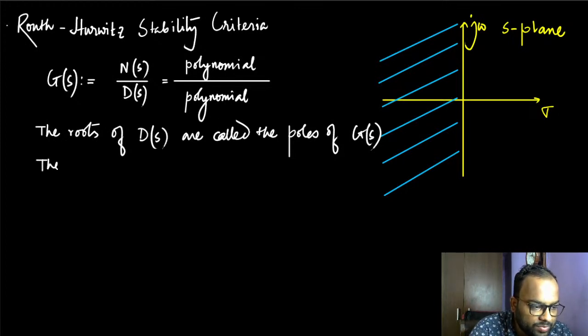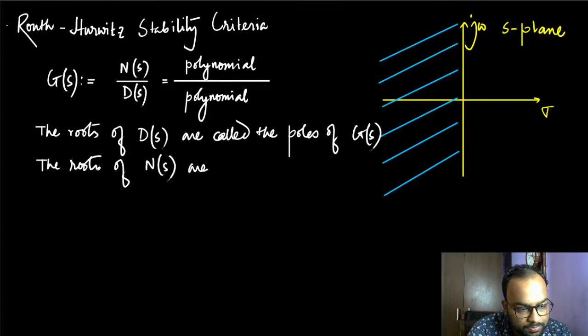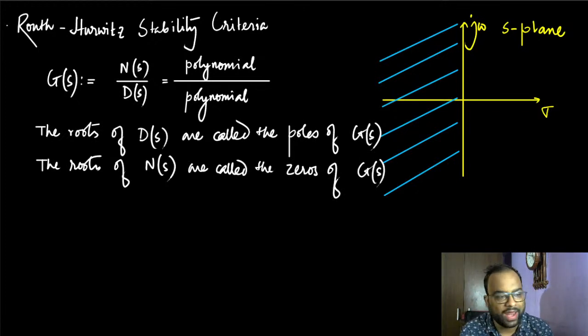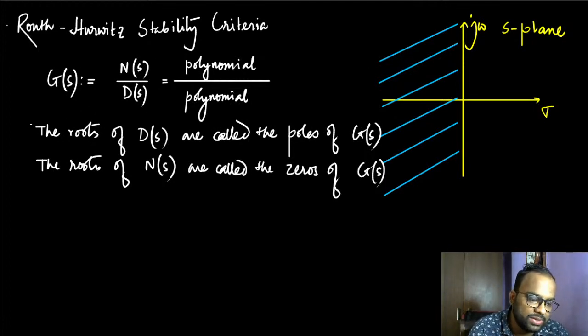And similarly, the roots of the numerator polynomial are called the zeros of G(s), because for any value of s for which N(s) is 0, obviously G(s) will also be 0, right? So with that understanding, we call that a zero of the polynomial.